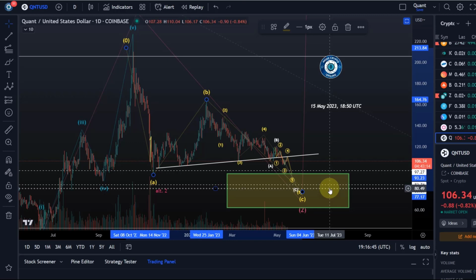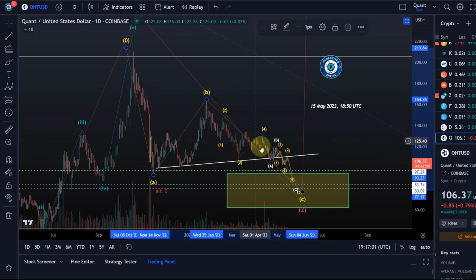So it can be a bit boring at times, but it looks as if we have completed an A wave, a B wave, and we're now in this C wave. We have support in this green box. I mean, we are now entering the support area. We're just above the $100 region.